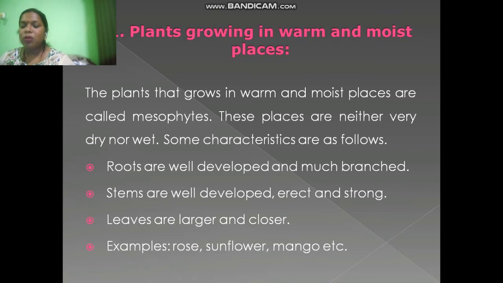Roots are well developed and much branched. Stems are well developed, erect and strong. Leaves are larger and closer. Example, rose, sunflower, mango, etc.